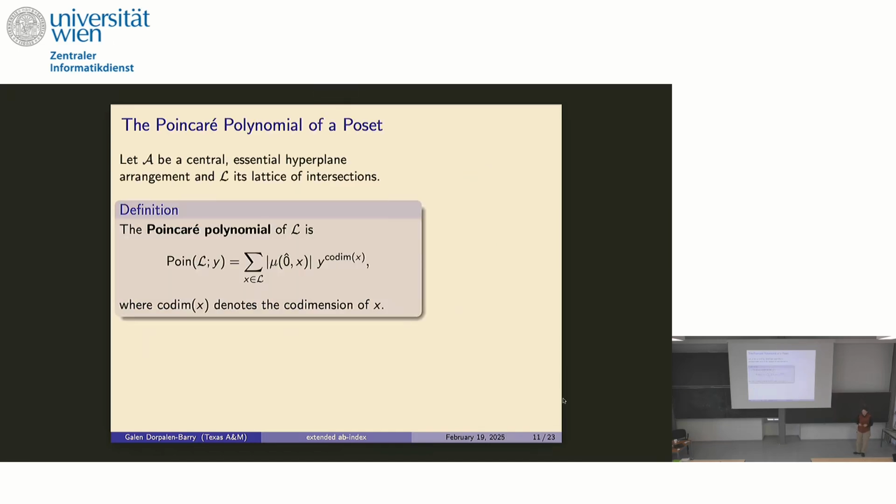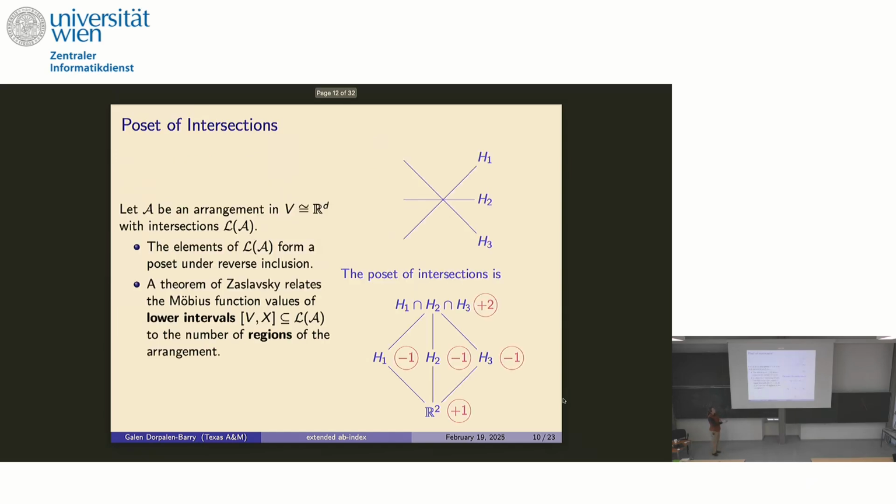One of the ways that we collect information about these posets is with the Poincaré polynomial, which is just the generating function of the absolute values of these Möbius functions. All I've done is taken the absolute values of these Möbius functions for these lower intervals, and I've stuck a y where I'm keeping track of the rank in the poset. In this case, it's something geometrically defined, and so I can really talk about the codimension of the vector space. I have some words up here like central and essential. This just saves me time in writing it, but just think about this picture.